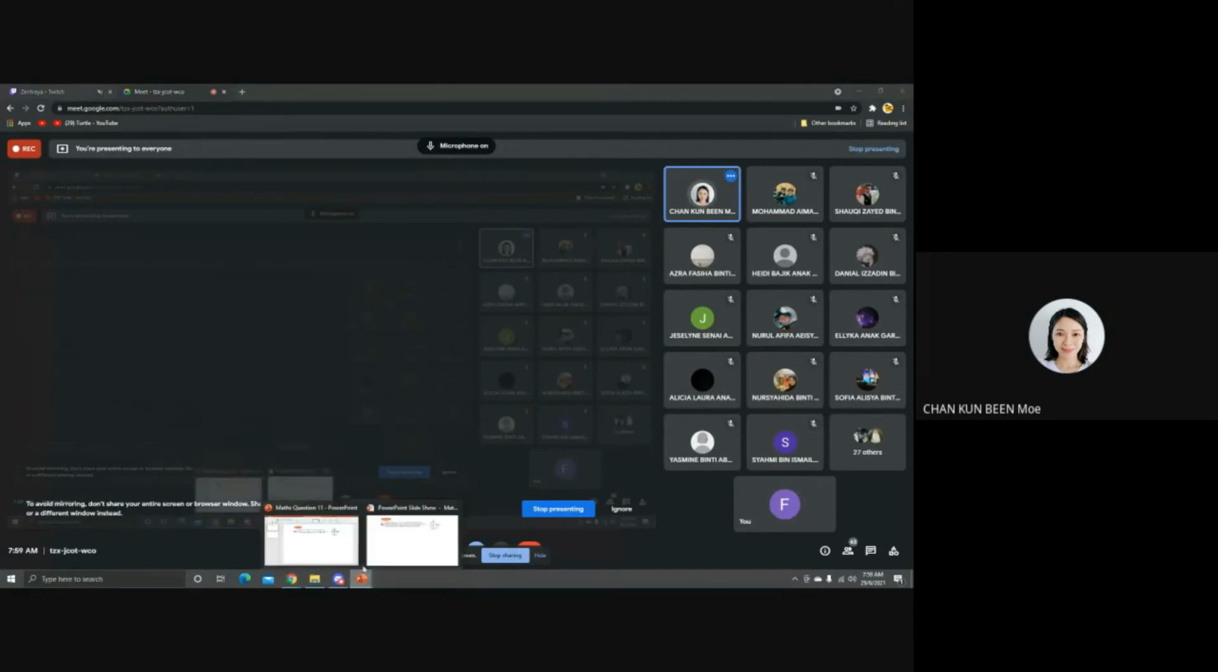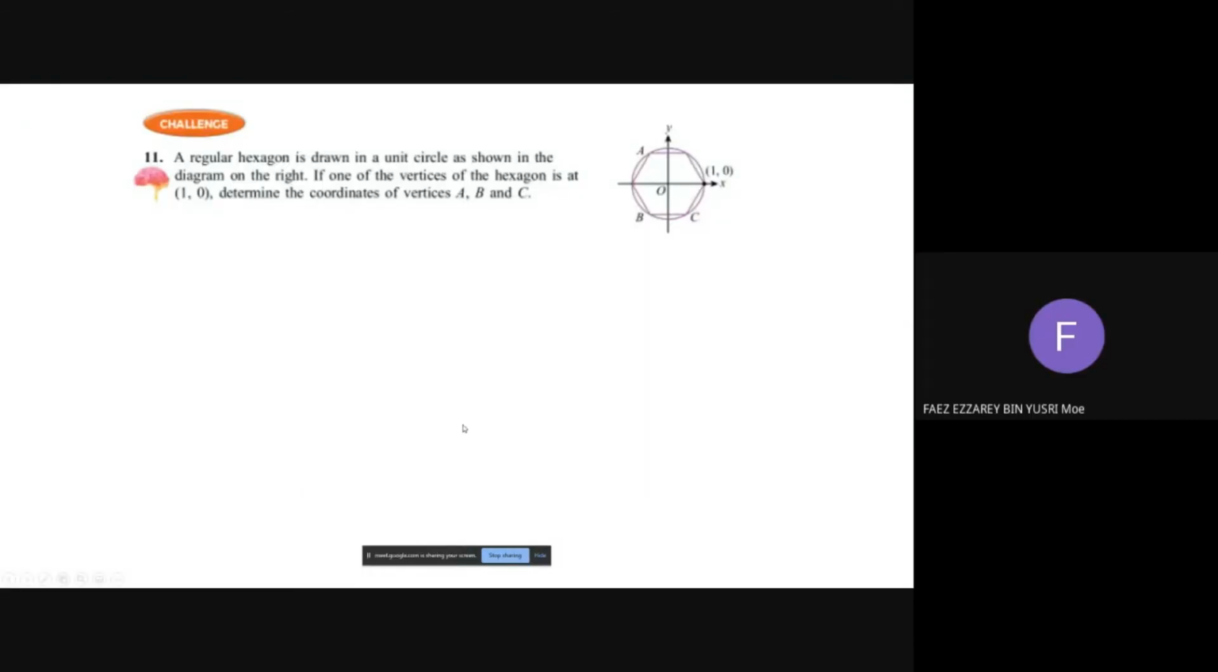All right. Everybody can see, right? All right. So this question is very simple. It's mostly theory if you remember stuff from Form 3. So first of all, a regular hexagon is drawn in a unit circle as shown in the diagram on the right. If one of the vertices of the hexagon is at (1, 0), determine the coordinates of vertices A, B, and C.